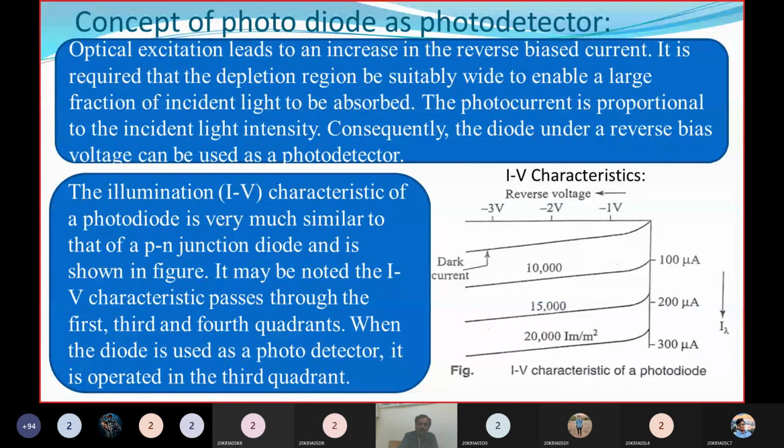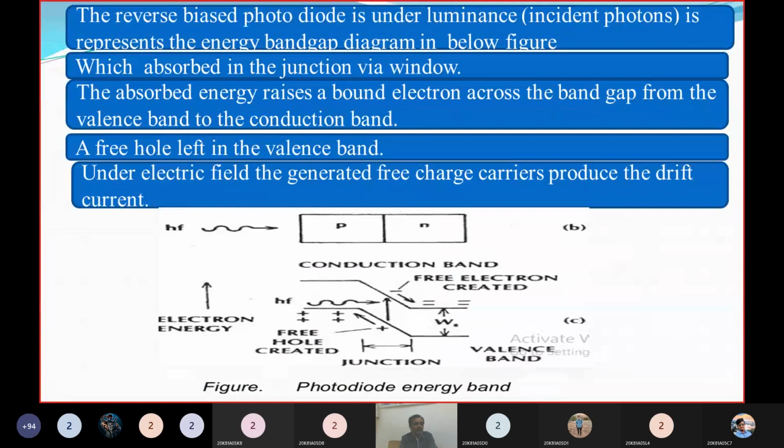Now observe here. Suppose you connect this diode in forward bias. We already know that at the junction, if you connect the PN junction in forward bias, electrons will recombine with holes, and photons will be emitted. That means if you connect the diode in forward bias, it acts as an LED.